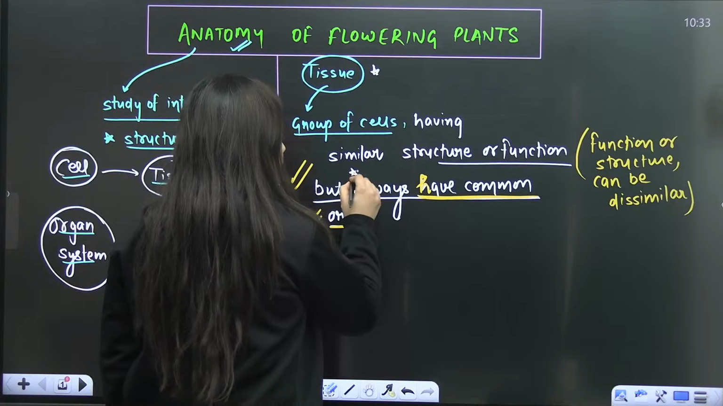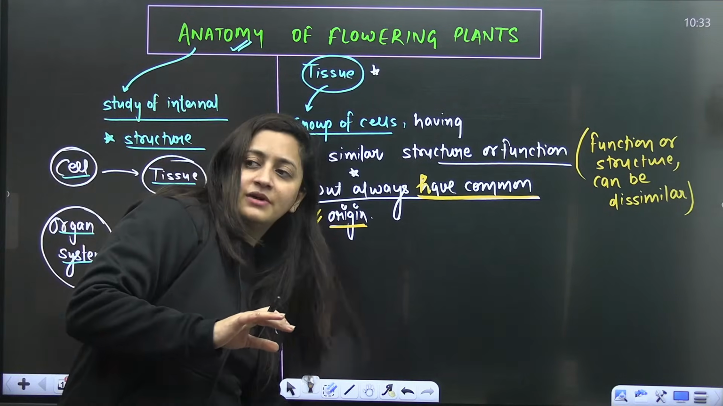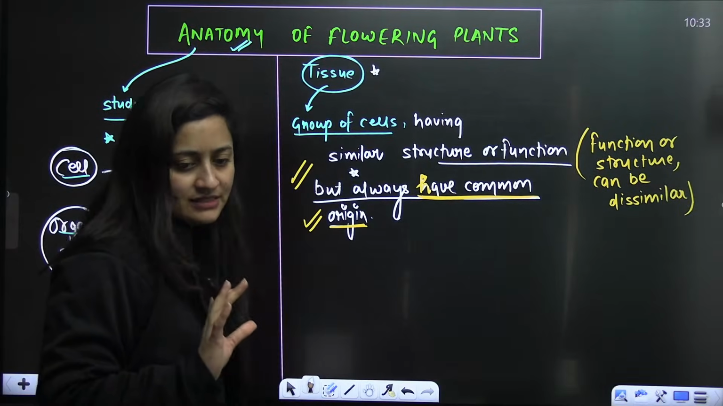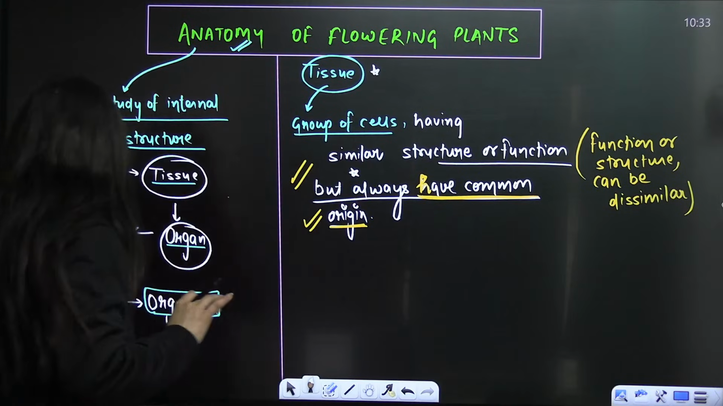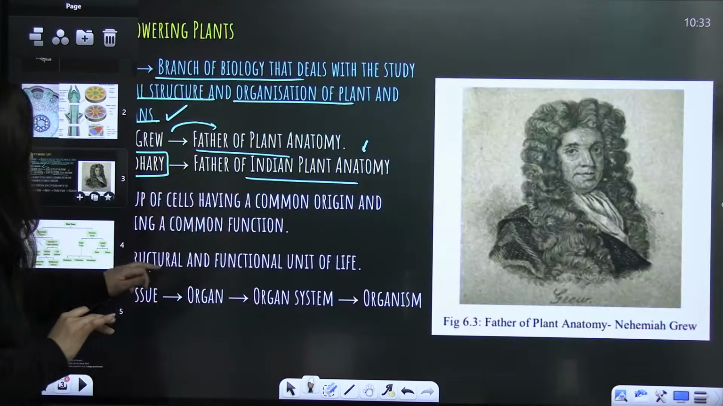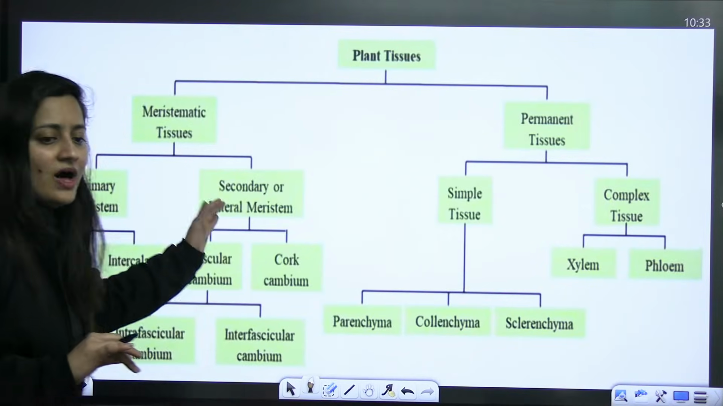So always what should be there? There should be a common origin. Function can be similar or it can be dissimilar as well. So that's what you have to keep in your mind. Any doubts here? This is the basics of the tissue. Now, when you look at this part, this is the same thing I have explained here. Now, look at this. This is something that you have to remember.